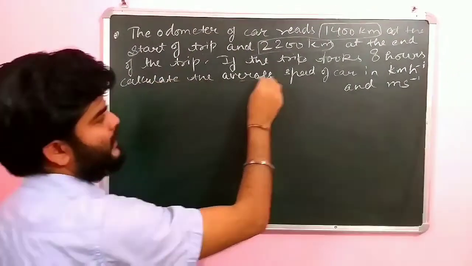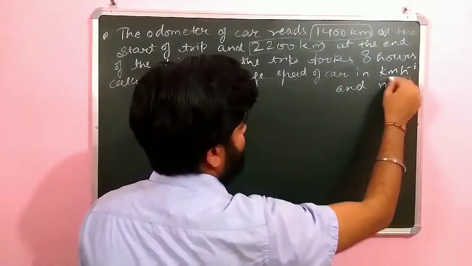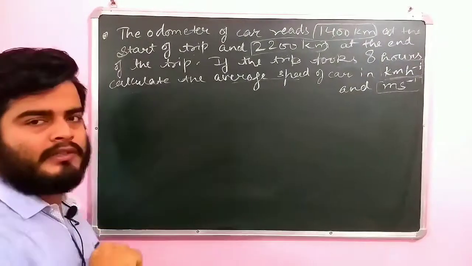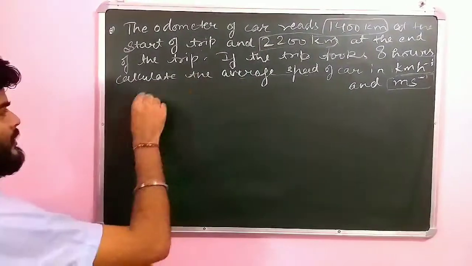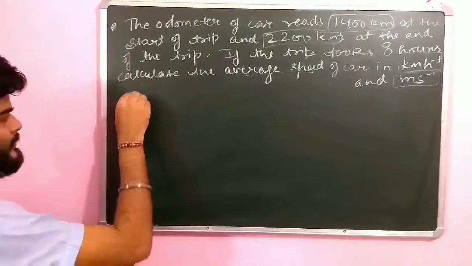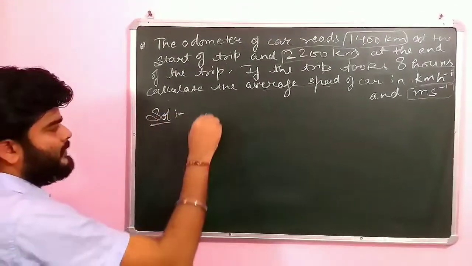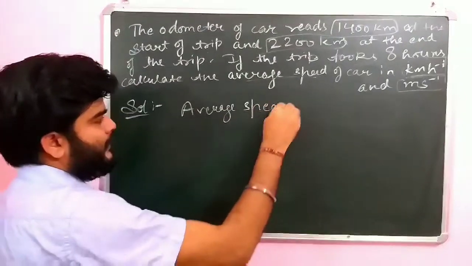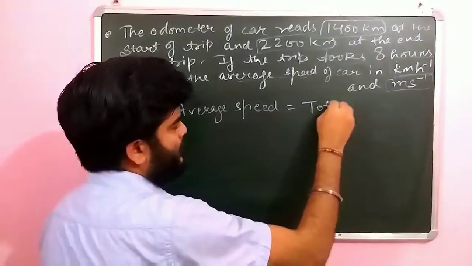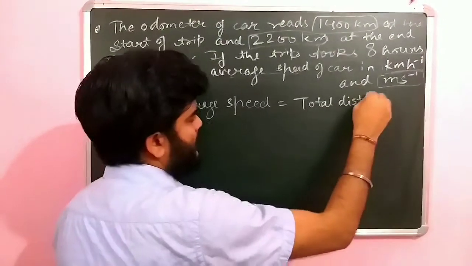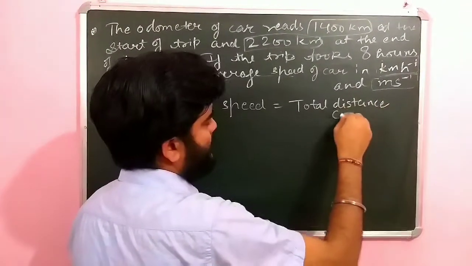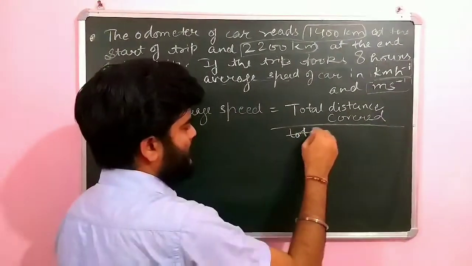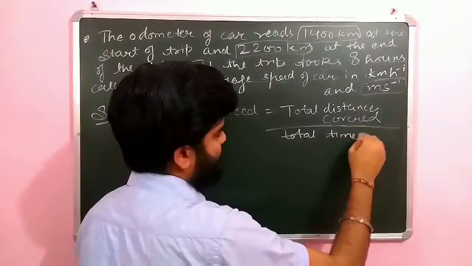We have to calculate the average speed of the car in two types of units. One is kilometer per hour and the other one is meter per second. So for finding average speed, let us write down its formula first. Average speed is total distance covered upon total time taken.